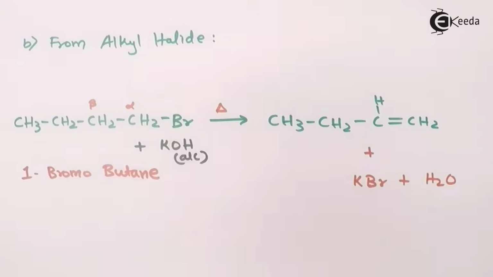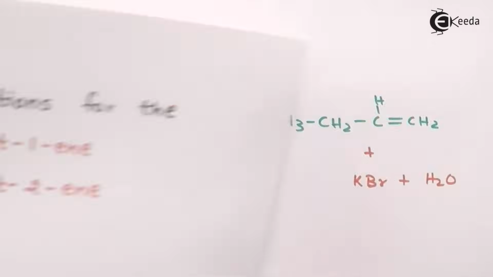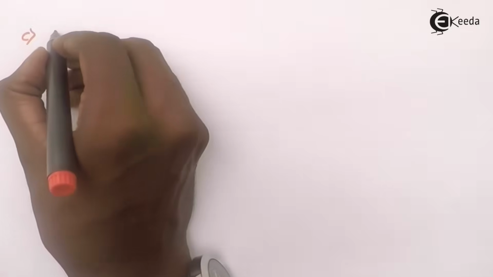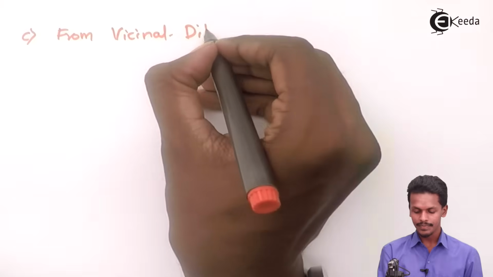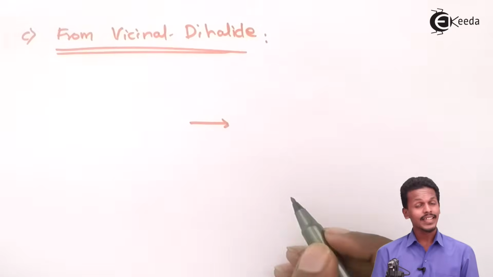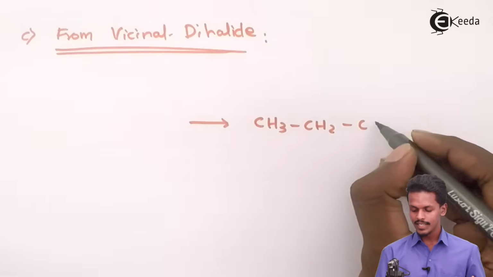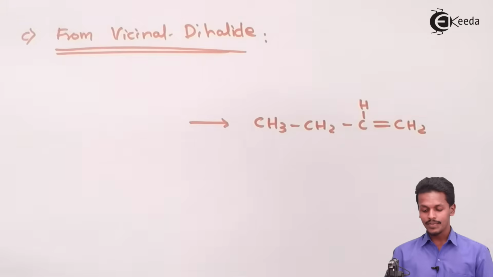So now let us talk about the other one that we have, that is we have to convert a vicinal dihalide to but-1-ene. So how can we convert that? That is what we are going to talk about: we have to prepare but-1-ene from vicinal dihalide. The thing that we have to prepare is basically butene, which I would write over here as CH3, CH2, C double bond CH2, and here it is H. And the next thing is we have to prepare it from dihalide.